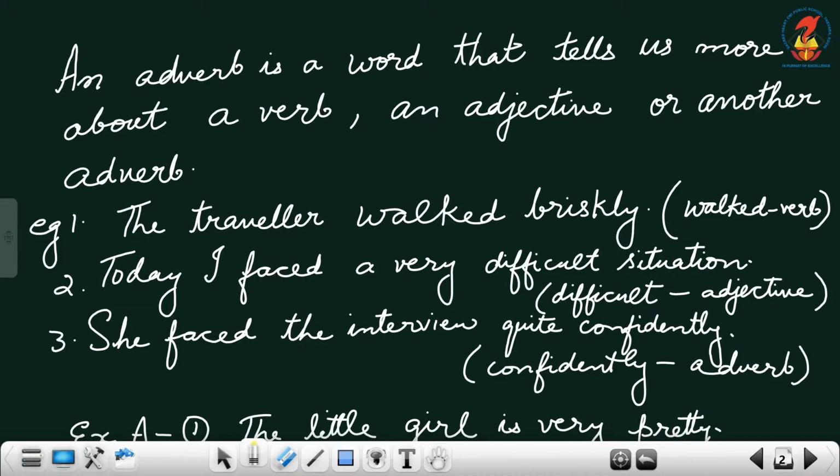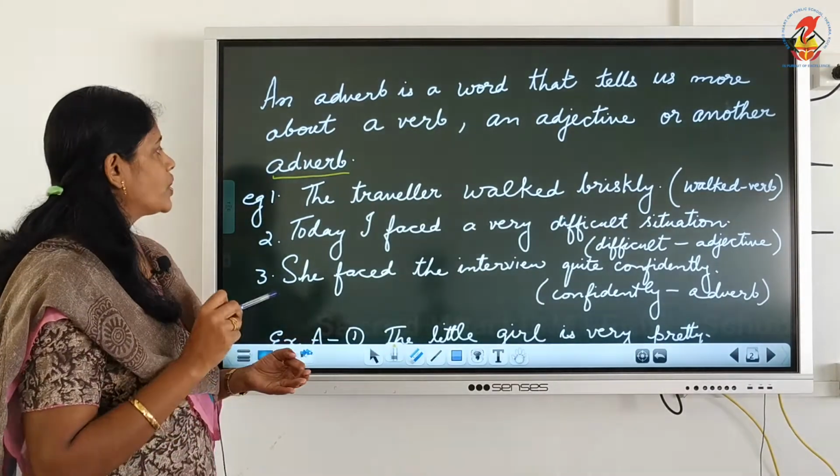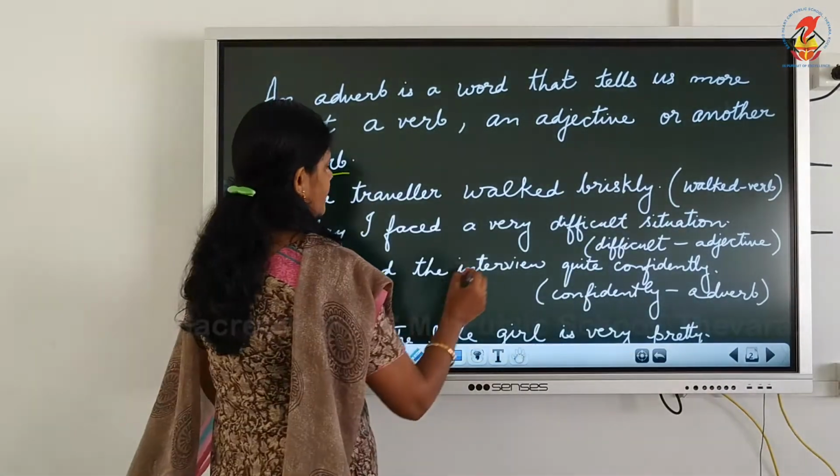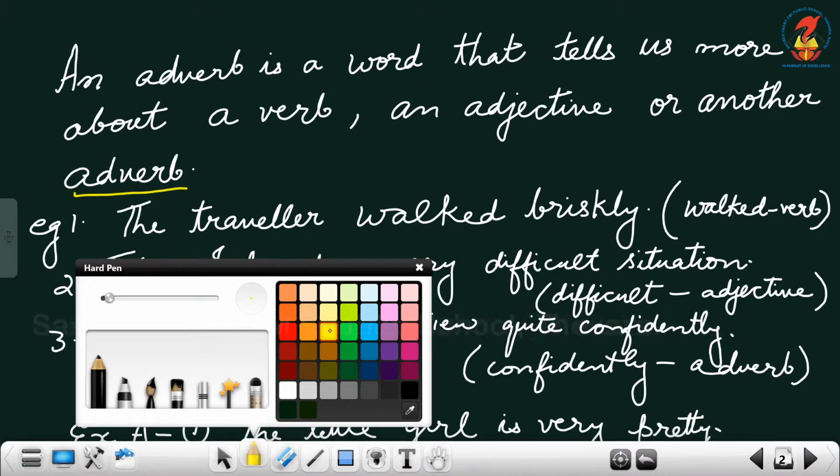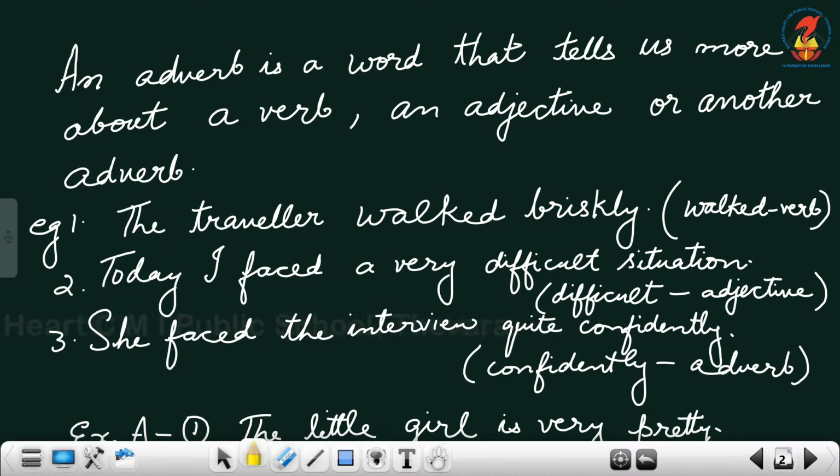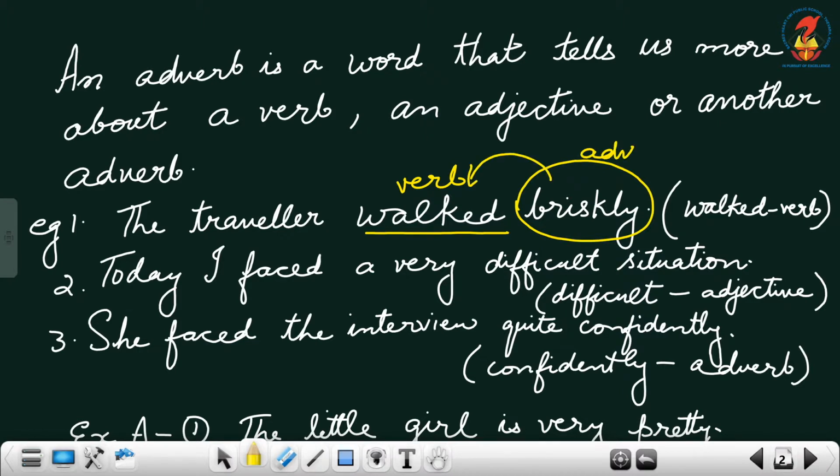So let's see some examples, okay? As they say, they're adding something more to a verb, an adjective or another adverb. So three things it is adding meaning to: a verb, an adjective or another adverb. Let's see some examples. The traveler walked briskly. So this is a verb, isn't it? How did he walk? He walked briskly. So this is the adverb. This adverb is adding meaning to the verb.